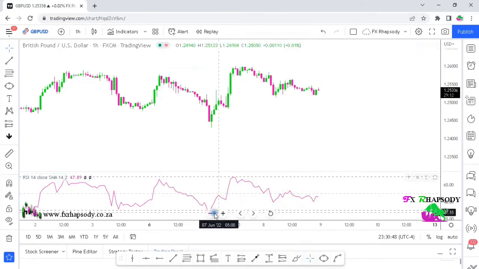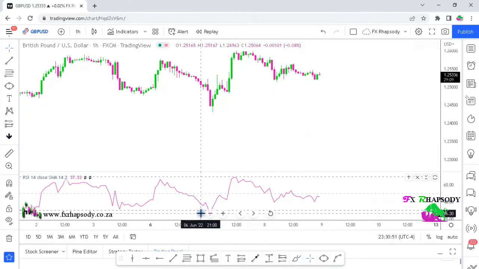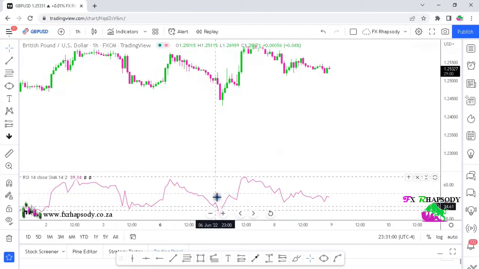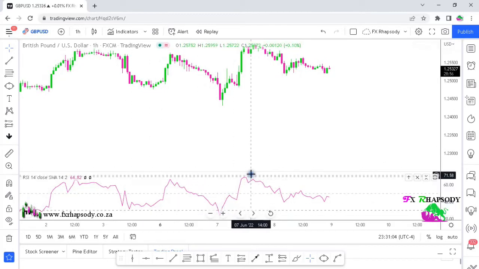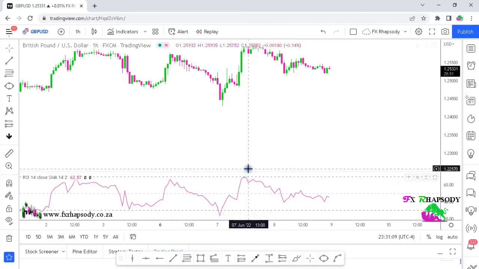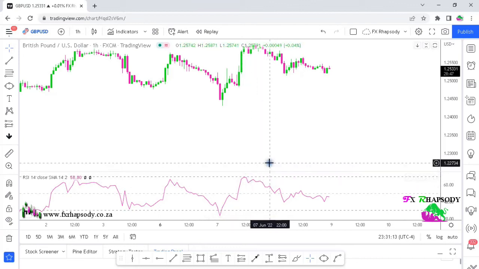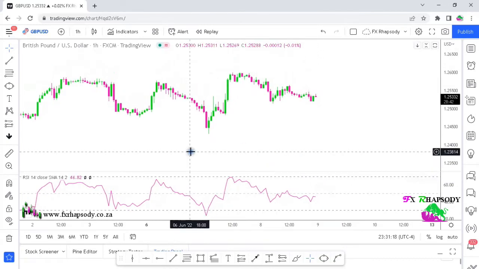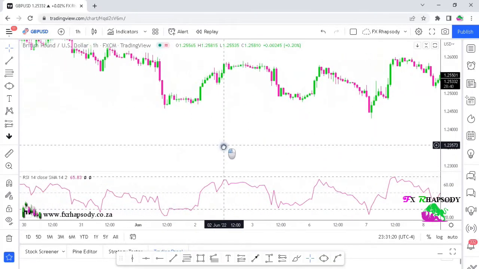So basically what happens is, if price goes below the 30, that's the oversold market, and then price is going to start turning to the top. And when the price goes above the 70, it's in an overbought state, and then you want to look for any sells in the market. So a little secret to this, or a little way to trade it.